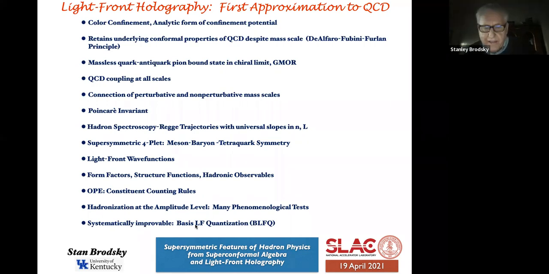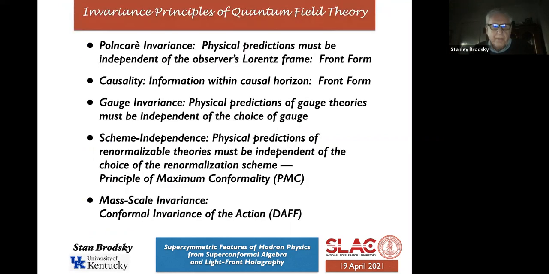In fact, that's what's called basis light-front quantization. That looks like DLCQ, but you use as a basis not the simple light-front wave functions of the free theory, but actually the AdS solutions, the light-front holography solutions. I'll just mention one thing: not only do we have Poincare invariance and causality, but also gauge invariance. We do pick a physical gauge, but the physical predictions are not really dependent on the gauge choice.